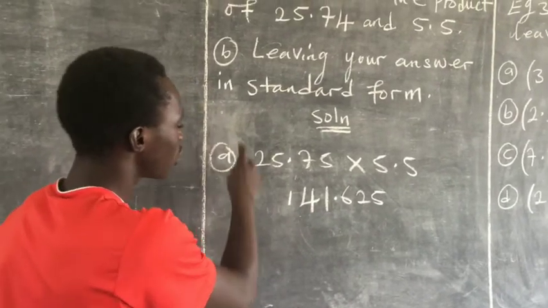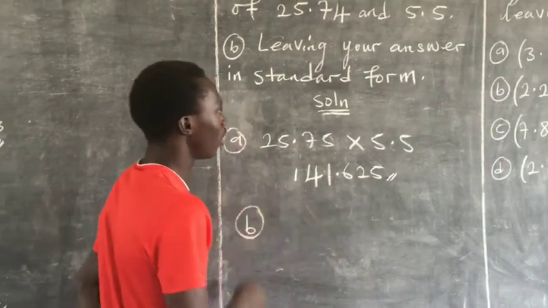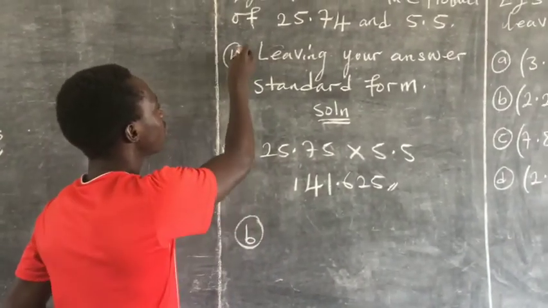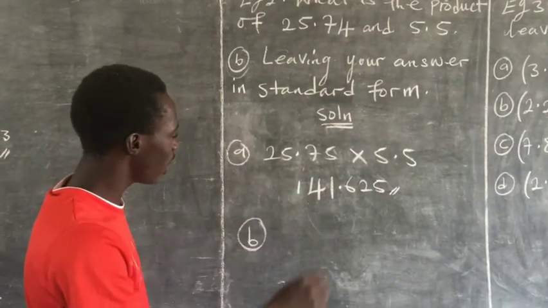141.625 is not in standard form. They said what? B says what? Leaving your answer in what? Standard form. This is the answer of E, but the question is incomplete. Why? Because B said, leaving your answer in standard form.